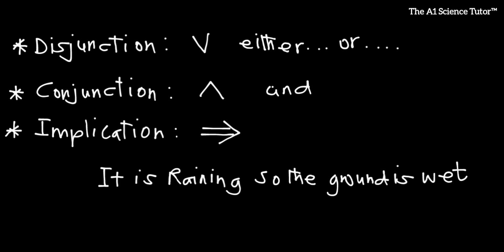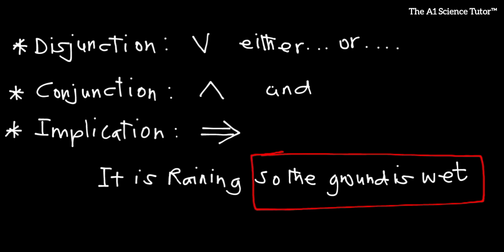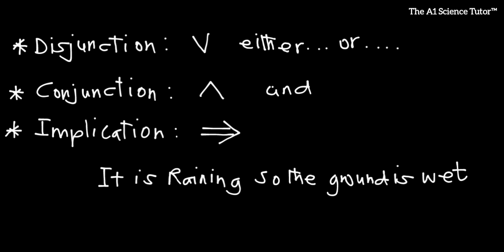This is a very good example of implication, right? It is raining, so the ground is what? Wet. Now, where is the implication? This whole part is actually going to be the implication. Now, this one will be the antecedent. Antecedent means what precedes the answer or the product. Okay, so that's basically what it is.